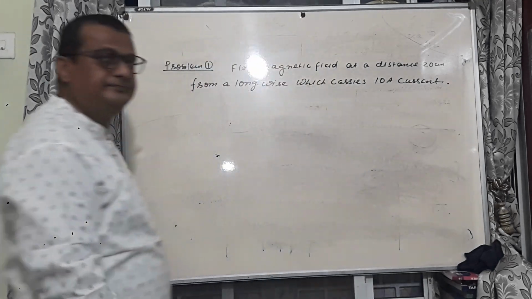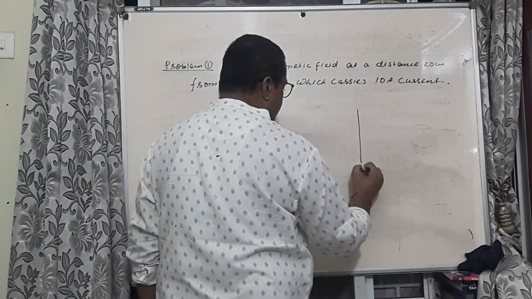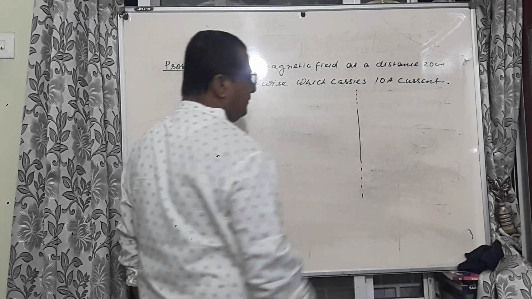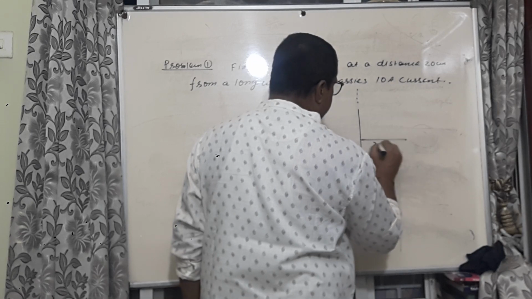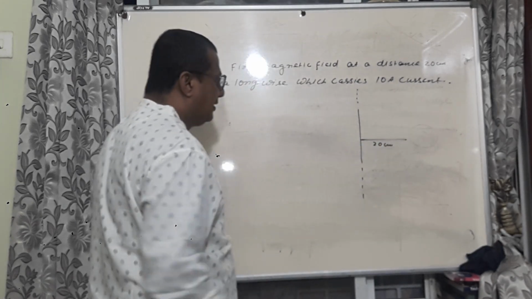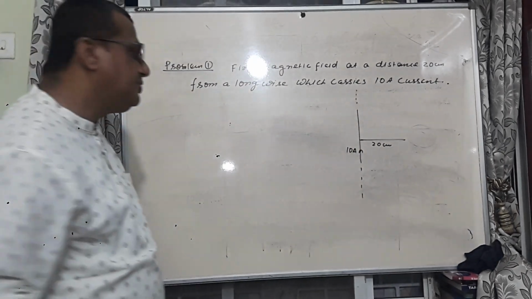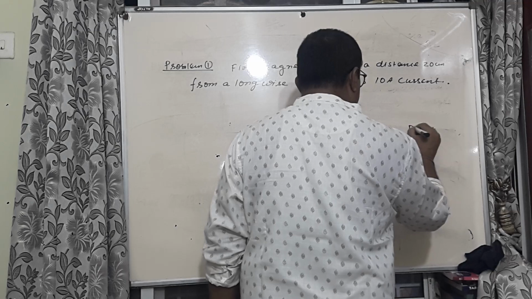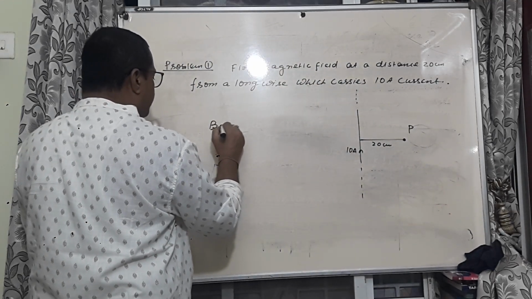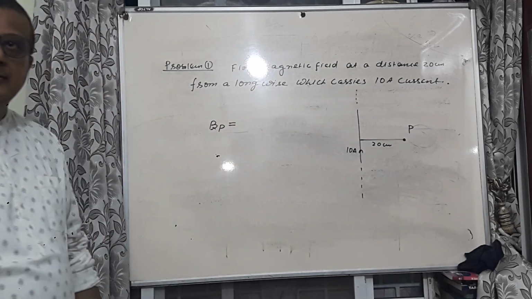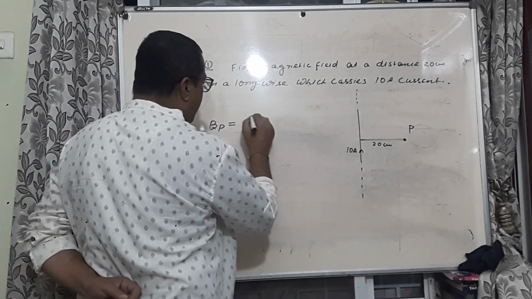Which one? This is the wire. This wire is long. This is at a distance of 20 centimeter. Current is flowing 10 ampere. Here is the point; this point is P. We have to find the magnetic field at point P. The magnetic field at point P is equal to, due to an infinite wire, 2 K I by A.